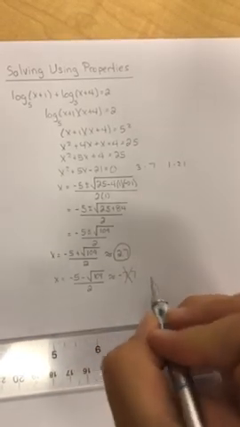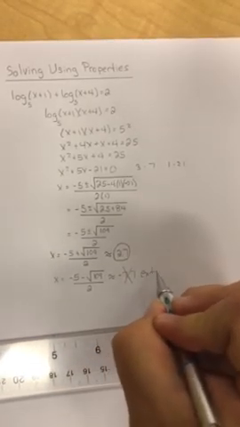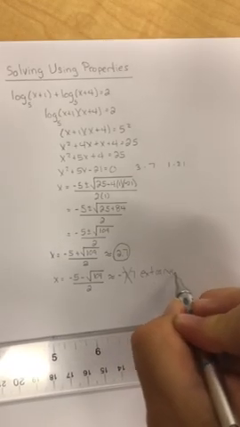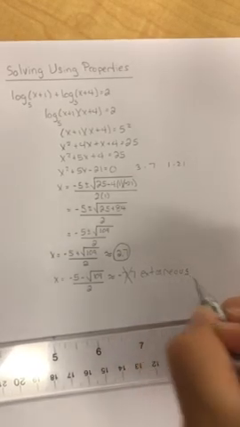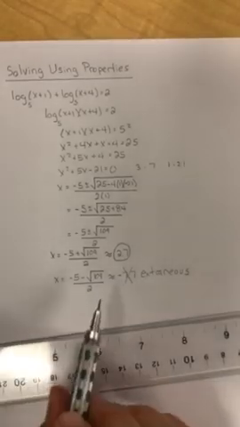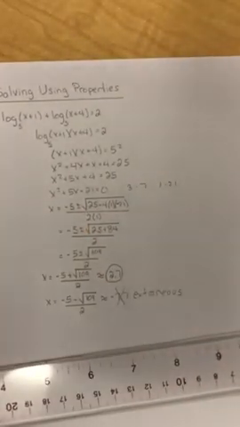The solutions that are not good, we call them extraneous. An extraneous solution is a solution to this quadratic. It's just not a solution to the original equation.